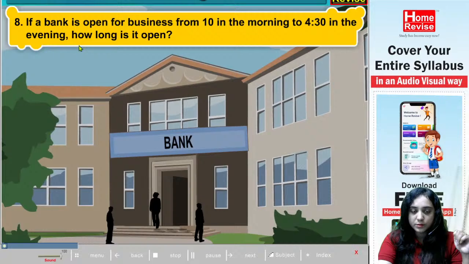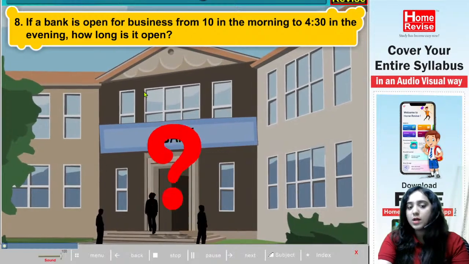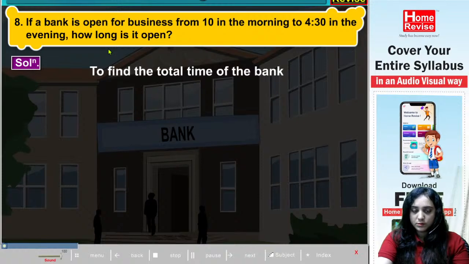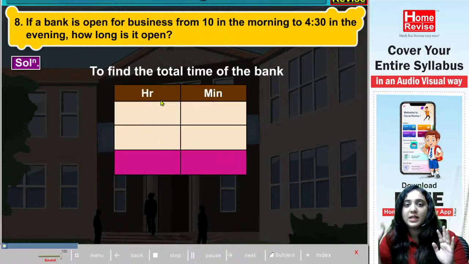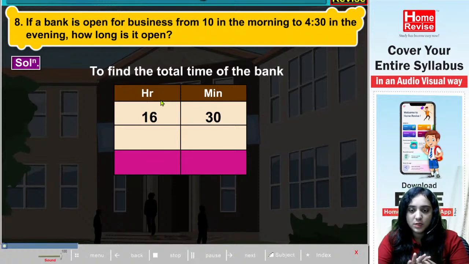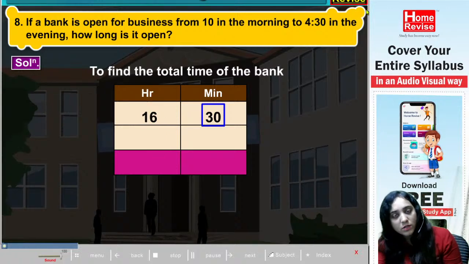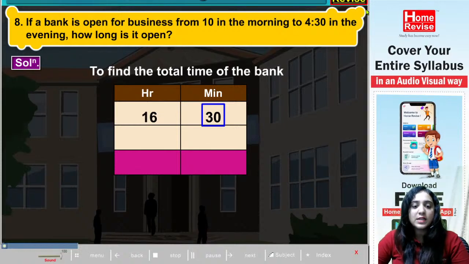8. If a bank is open for business from 10 in the morning to 4:30 in the evening, how long is it open? Solution. To find the total time of the bank, we subtract 10 from 16:30. We write it down vertically as in hours and minutes column respectively. We have converted this into 24 hours, so we write it down as 16 in the hours column, 30 in the minutes column. Now what is the 1630? 1630 is nothing but 4:30 only, but it is written in the 24 hours format. So 1630 is nothing but 4:30 only. Okay, let's move on to the next one.